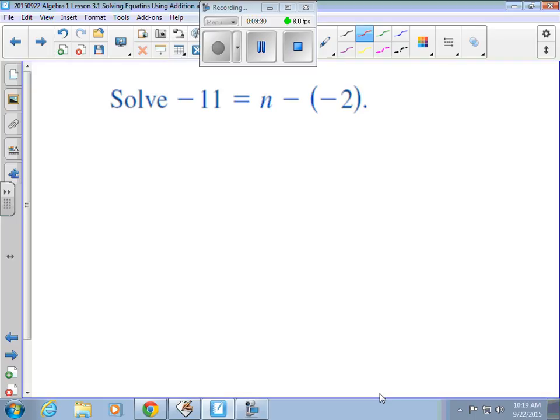Okay, we have n minus a negative 2. We still got ourselves a balance point right there. Minus a negative means plus a positive. If you need to write them in, do it like that. Plus a positive, n plus 2 equals, we still got negative 11. Don't lose the negative.